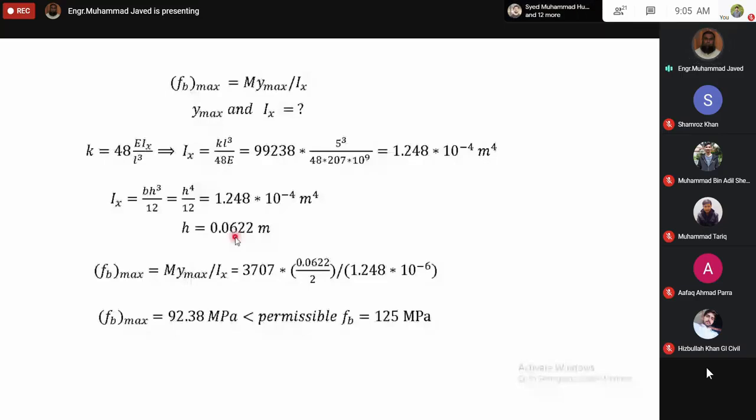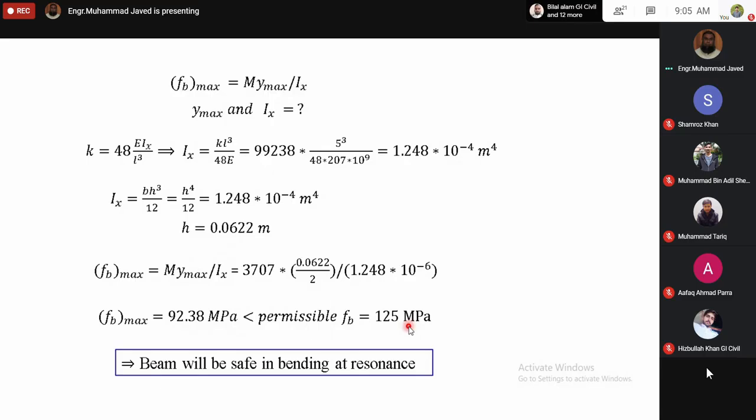And now we are in a position, as we have I as well as y max, to calculate the maximum bending stress, which comes out to be 92.38 megapascal, which is less than the permissible bending stress, 125 megapascal. So the beam is safe at resonance.